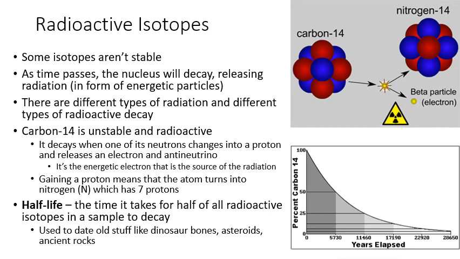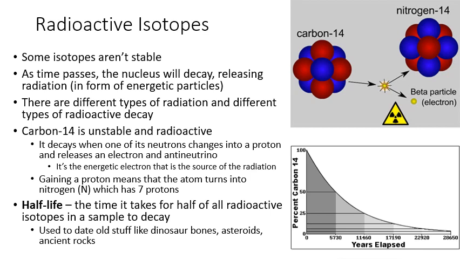The half-life is the amount of time that it takes for half of the isotopes in a sample to decay. So if you have, let's say, a diamond that's going to have some amount of carbon-14 in it, the half-life is how long it takes for half of all the carbon-14 isotopes in that diamond to decay to nitrogen-14.